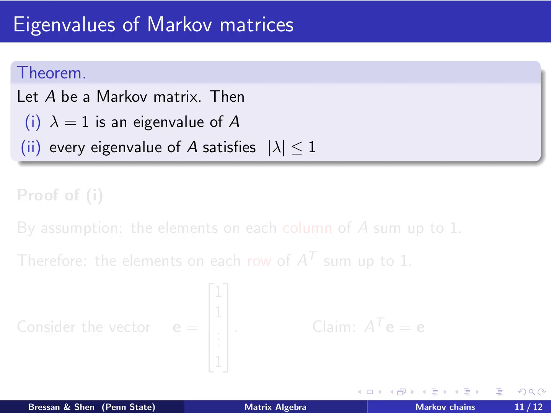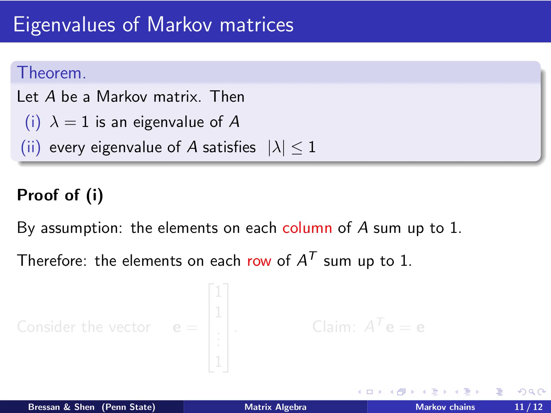As a consequence of that definition, we immediately have some results on the eigenvalues. Here's the theorem. Let A be a Markov matrix. Then, first, lambda equals 1 is an eigenvalue of A. Second, every eigenvalue of A satisfies that the absolute value of the eigenvalue is less than or equal to 1. Now let's give a proof for part one: lambda equals 1 is an eigenvalue of A.